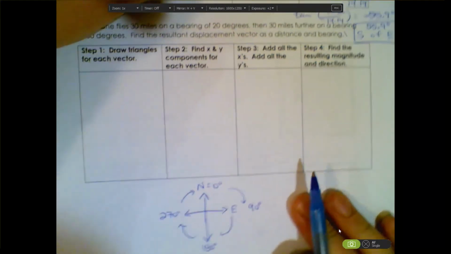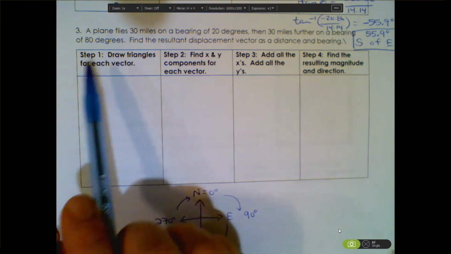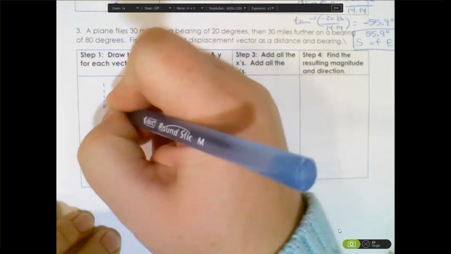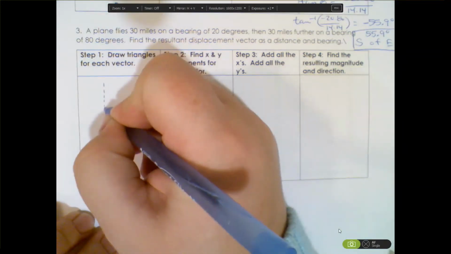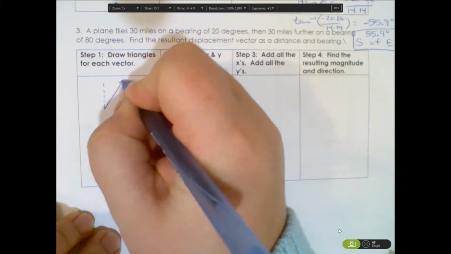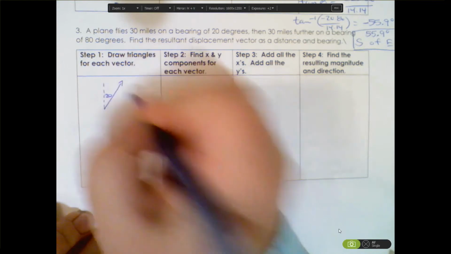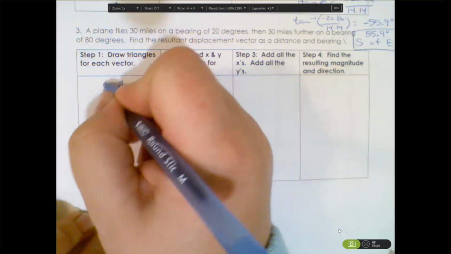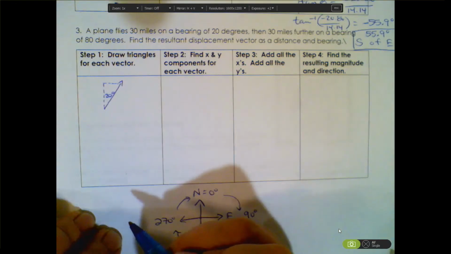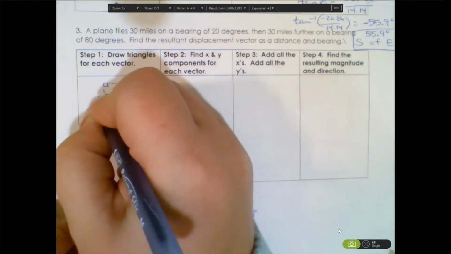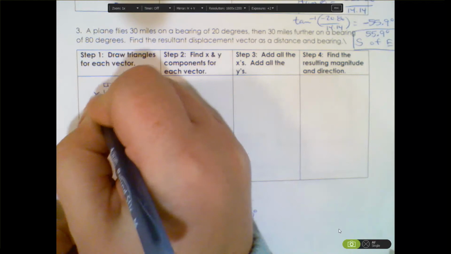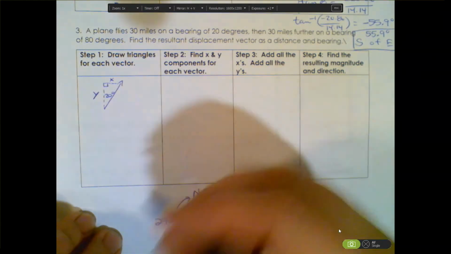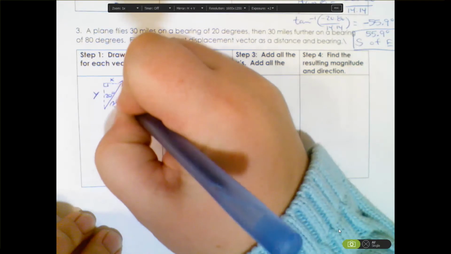Okay, so back to our problem here. The plane flies 30 miles on a bearing of 20 degrees. So if I head north, my vector is coming up here so that this angle is 20 degrees. So I'm going to create my triangle like this, and I'll have my y component here, my x component here. My magnitude is 30 miles.